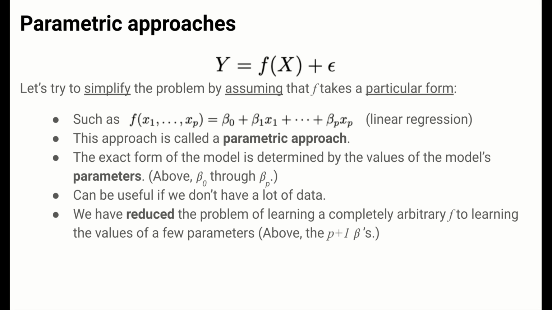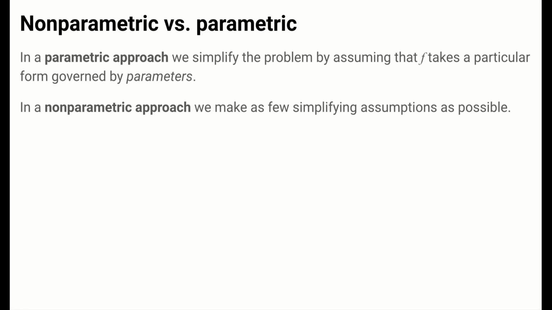This is easier than trying to sort through the infinitely many possible functions that are not linear combinations of the predictors. But at the same time, the parametric linear model form we've assumed here can be viewed as rather restrictive. Why that particular function and not something else? So in a parametric approach, we simplify the problem by assuming that f takes a particular form governed by parameters. In a non-parametric approach, we try to make as few simplifying assumptions as possible. No method is free from assumptions, but in non-parametric approaches, we try to make much less restrictive assumptions about the form of f.